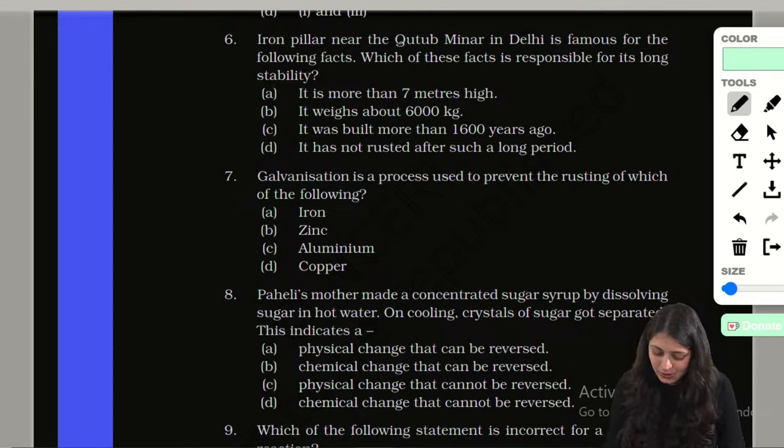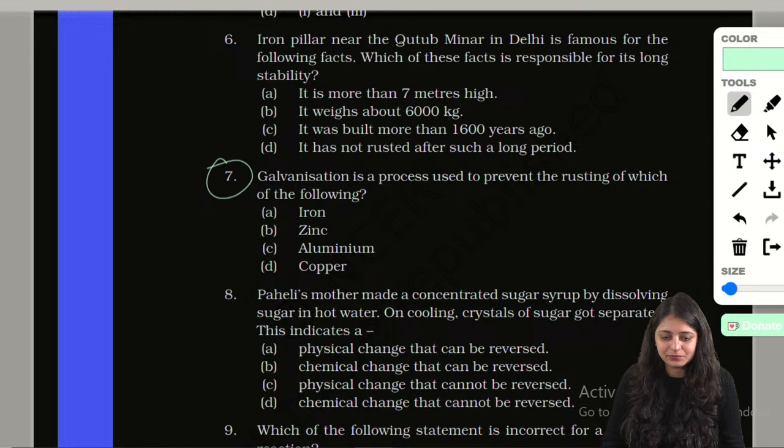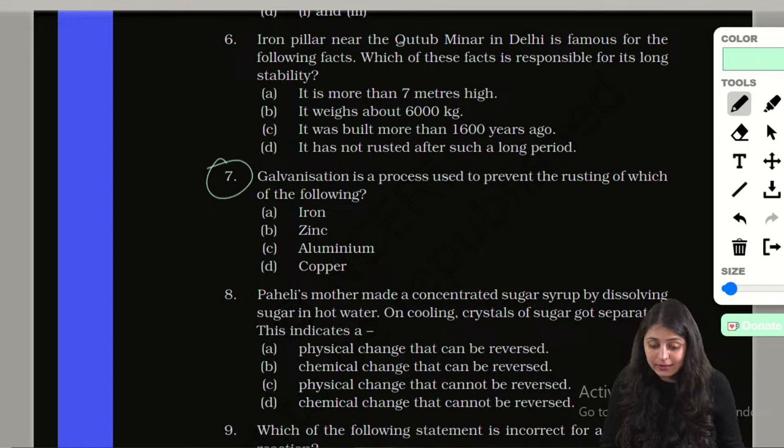स्टेबिलिटी. क्वेश्चन नंबर 7. गैल्वनाइजेशन इज अ प्रोसेस यूज्ड टू प्रिवेंट the rusting of which of the following? Iron, zinc, aluminium, copper. Bataiye. Galvanization is a process used to prevent the rusting of which of the following? Kiski rusting prevent ho rahi hai?